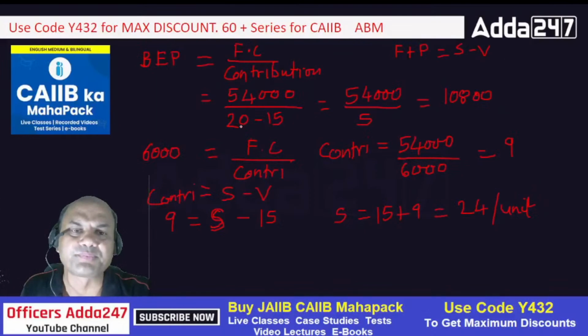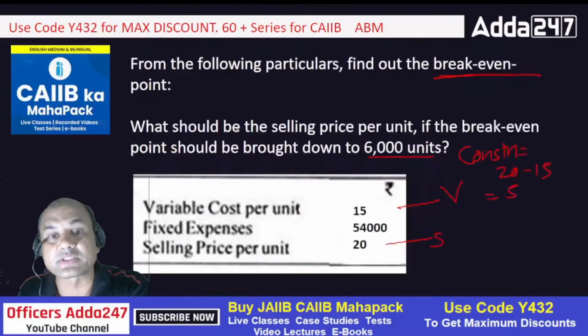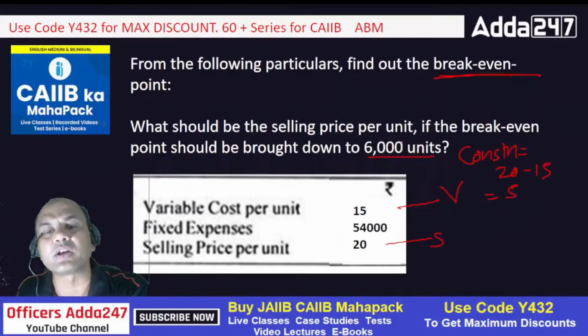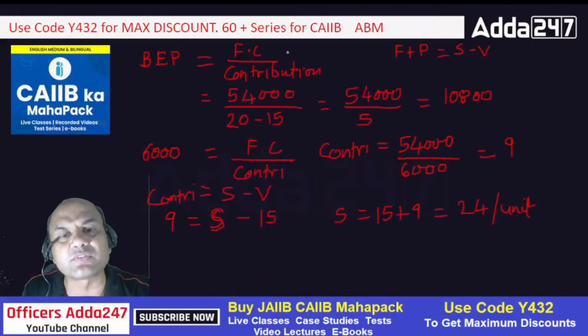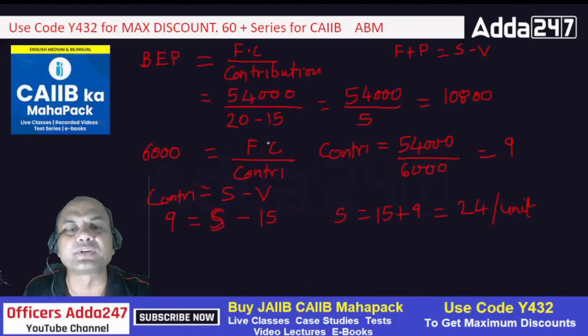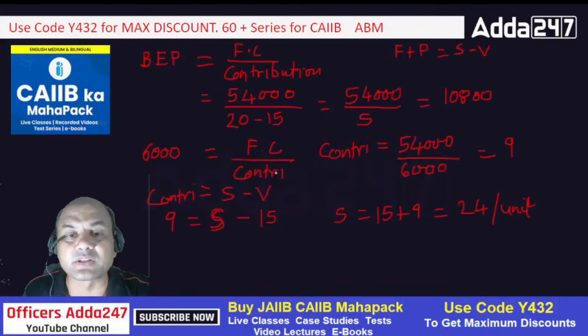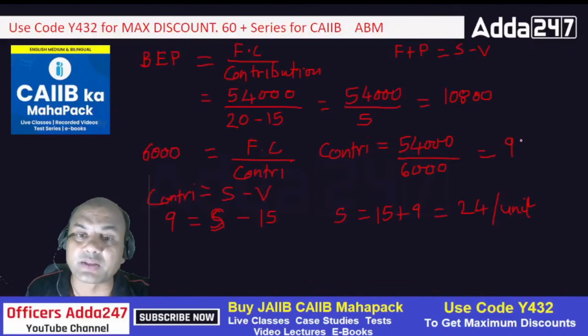Similarly, this last one: if I want the BEP to be 6,000, what is the question given? If I want the BEP to be 6,000, I'll use the same formula again. 6,000 equals fixed cost upon contribution. So I want the contribution now. Contribution equals fixed cost, which doesn't change, upon 6,000. So it is 9. So I have got the contribution as 9.